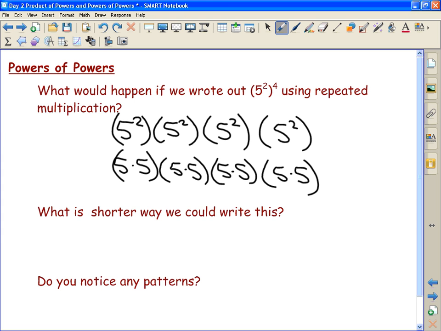So how many times have I multiplied by 5 there? Hopefully you count 8. So our shorter way to write this would be to write 5 to the 8th power. Okay, and now we want to see, are there any patterns that we notice between what we started with up here and what our new exponent is down here? Hopefully what you notice is that it certainly looks like we took 4 times 2 and got 8 for our exponent. So it looks like we multiplied our exponent.